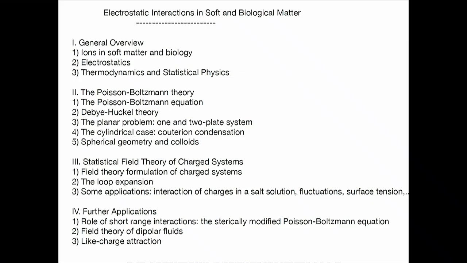Then I will show you some applications of this loop expansion and places where these fluctuation effects are important in these systems. And then the last chapter will be further applications. The first one is an application where, as you will see, the only interaction present is a Coulomb interaction. But there is one interaction which plays a particular role, which is the steric interaction. The ions or the molecules have hard cores. They cannot penetrate each other, so there is some steric repulsion. And we shall see how one can modify the Poisson-Boltzmann equation at mean field level to take into account the steric effect.